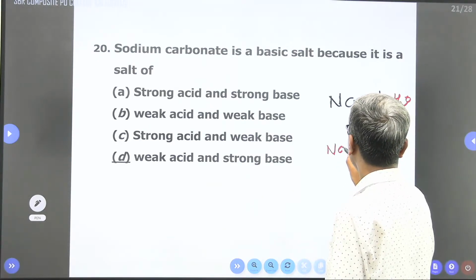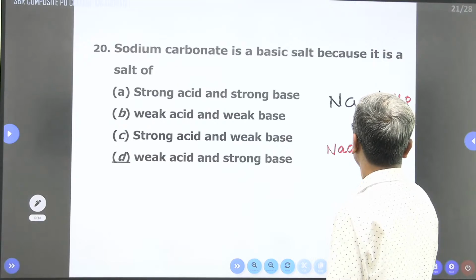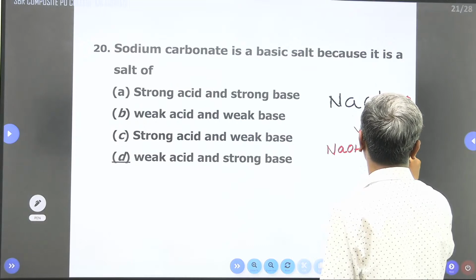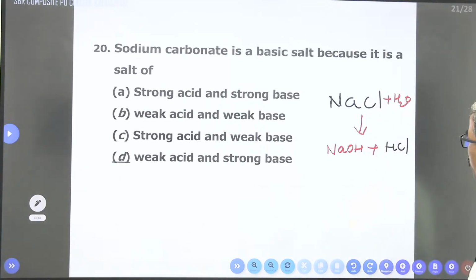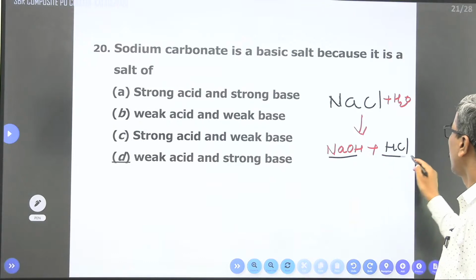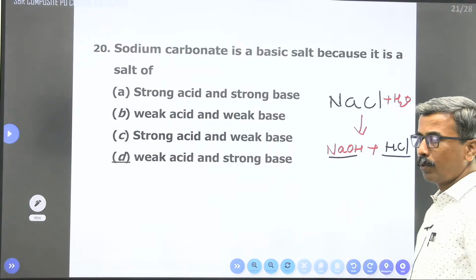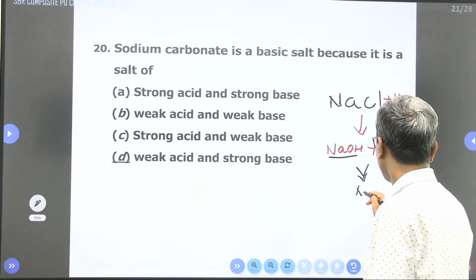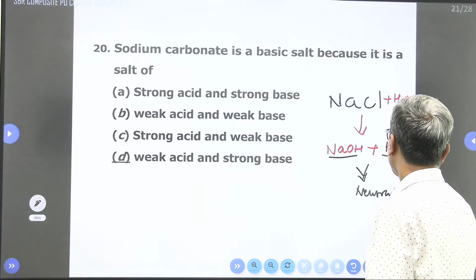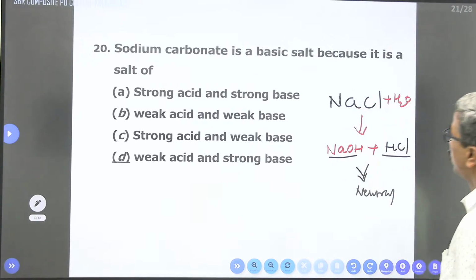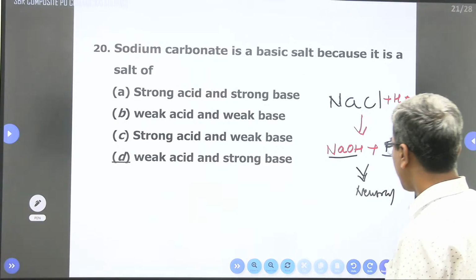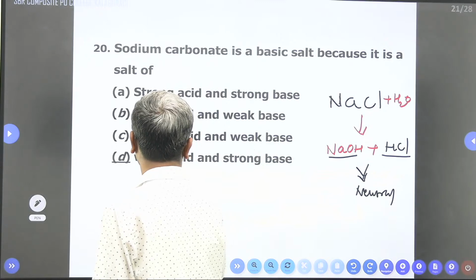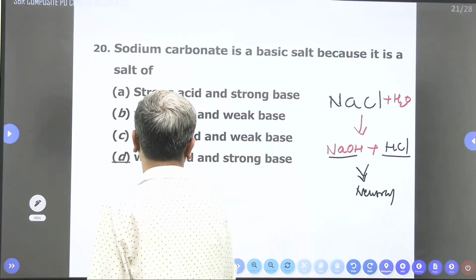One is NaOH. This Na will combine with the OH of the water, plus it will form another compound, that is HCl. Now remember, this is strong and this is also strong. They will dissociate completely, and the resulting solution will be neutral. So that's why sodium chloride will be neutral. Suppose I take another example, ammonium chloride.